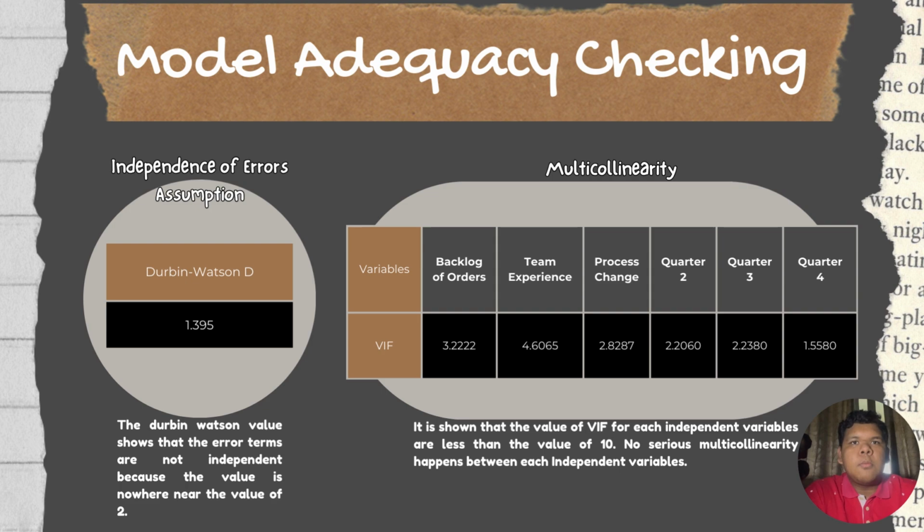Next one is multicollinearity, which is to find out whether the predictor variables are highly correlated with each other. So from the table that is shown above, none of the variables have VIF values above 10. Hence, we can conclude that there is no serious multicollinearity for each independent variable.